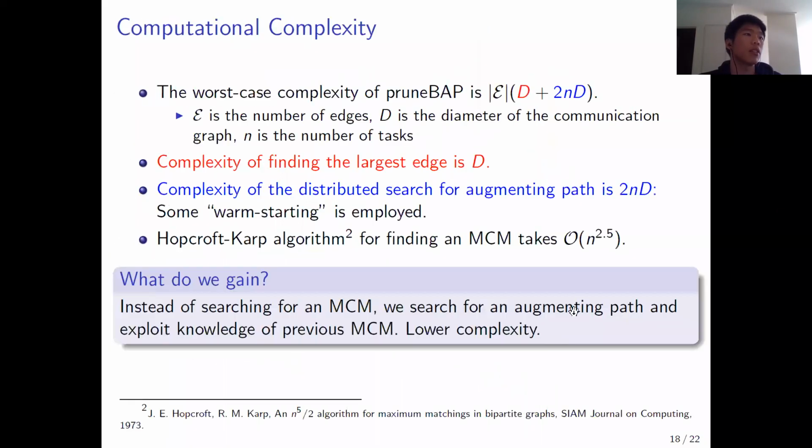So we make use of this information, and what this allows us to say is the search for an augmenting path only has 2ND, whereas if we were to try and do it from scratch, it would have a complexity of n to the power of 2.5. And remember, D at most is n, so this has a complexity of n squared, right? So by making use of this information, we're able to avoid the generic MCM finding algorithm and cater our MCM finding algorithm to a particular way of finding it.